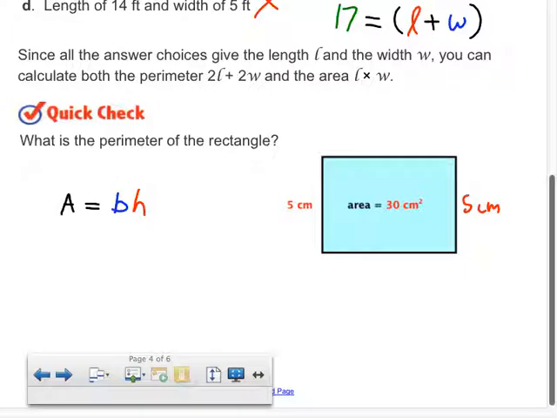We know something about one of my dimensions, right? What dimension do we know? We know the area, but we know the height. Very good. We don't know the base. So in this case, the base is unknown, but we know the height, and the height is 5 centimeters.